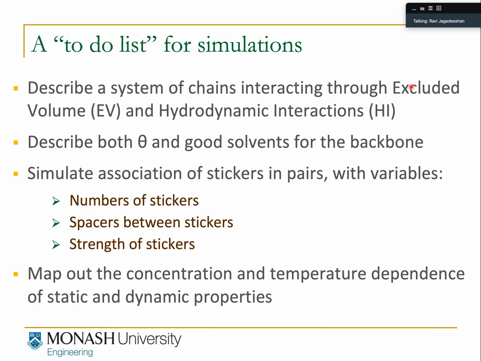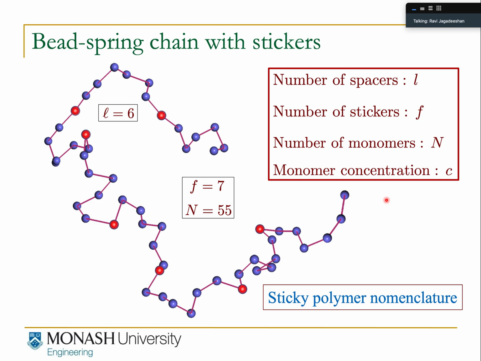So if we were to develop a so-called to-do list for simulations, we would obviously need to put in all the microscopic physics that describes a polymer solution, such as excluded volume and hydrodynamic interactions. And we would have to be able to describe the behavior of stickers, how many there are along a backbone, and so on, and be able to vary their strength. And finally, we would vary these parameters and map out the concentration and temperature dependence of all these properties, right? So what we are going to do is work with a bead spring chain with stickers placed periodically along the backbone.